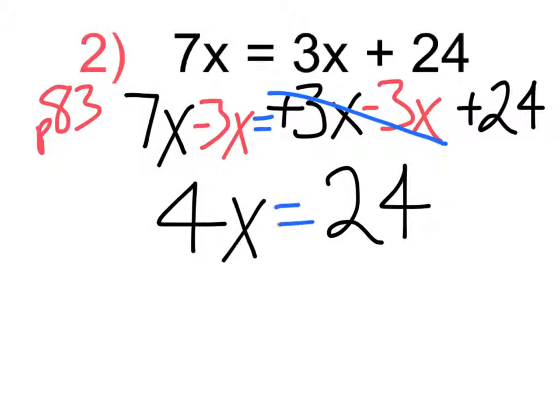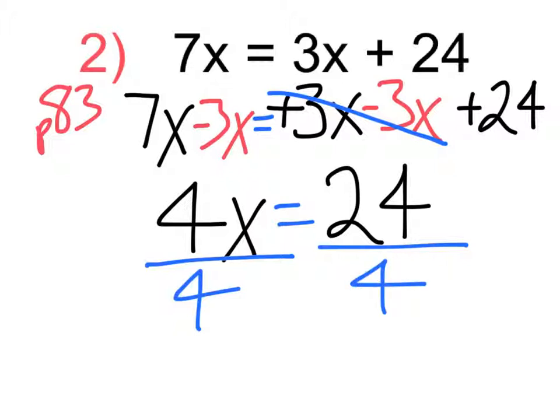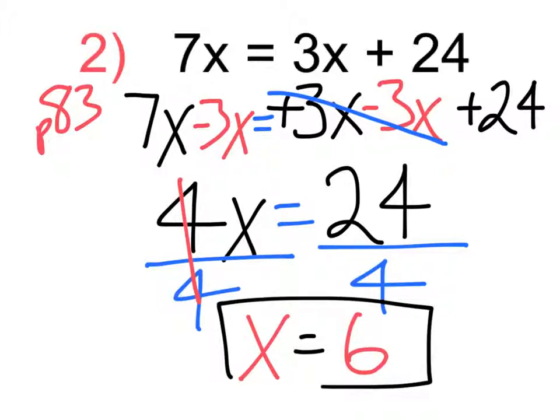So 4x equals 24. I now know that we need to get x by itself. So we're going to divide both sides by 4. And when we do that, the 4's cancel out, and we're left with just the x. And so x equals what? 24 divided by 4 is, of course, 6. X equals 6.